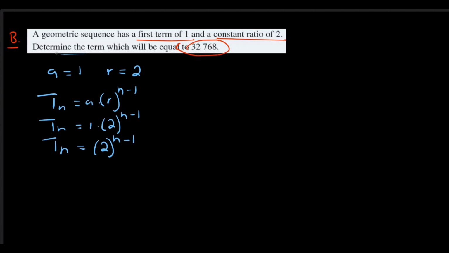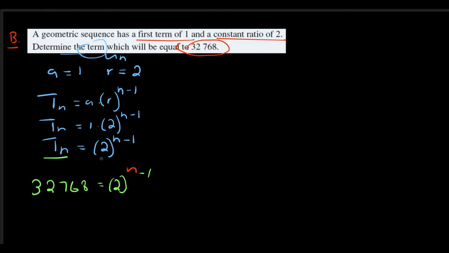But you're told to determine the term, and whenever you see this, always remember it means which term will be equal to 32,768. So where there's Tn, you just substitute 32,768, and we'll have 32,768 equals 2 to the power of n minus 1. In this instance, our main focal area will be calculating what our n value is.